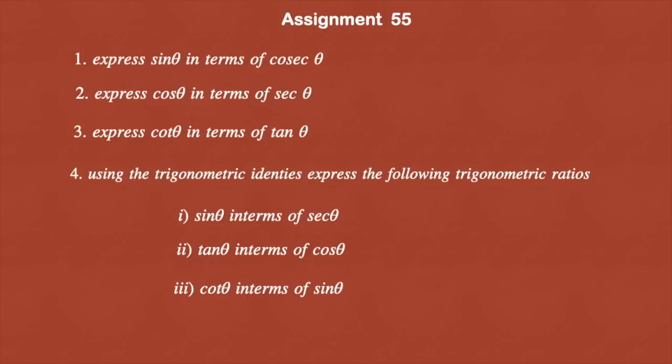Similarly, by using 1 plus tan square theta is equal to secant square theta, you can express tan theta in terms of cos theta. Using the identity 1 plus cot square theta is equal to cosecant square theta, you can express cot theta in terms of sin theta. This you have to work out, to get the skill of solving problems based on trigonometrical identities.